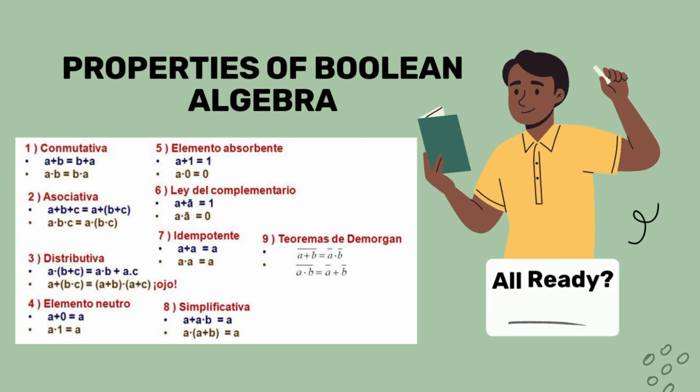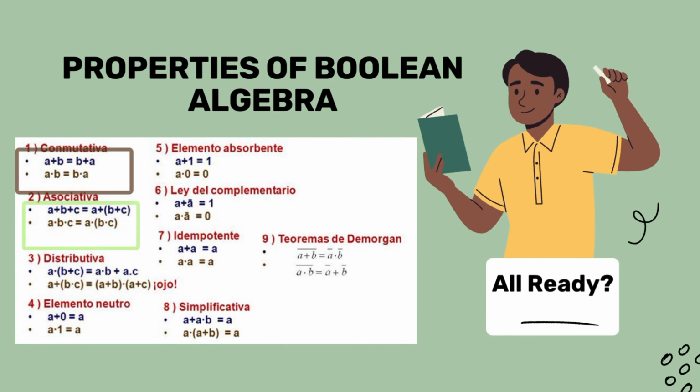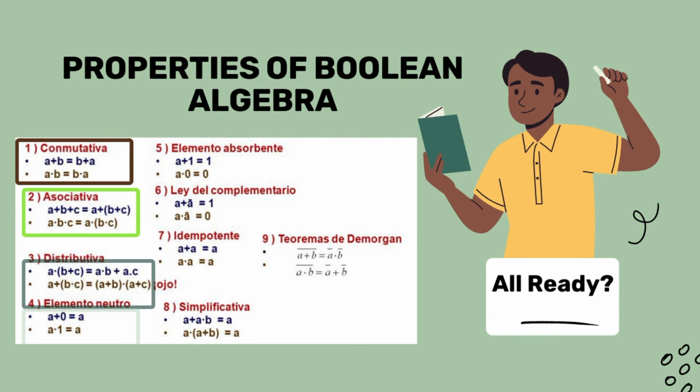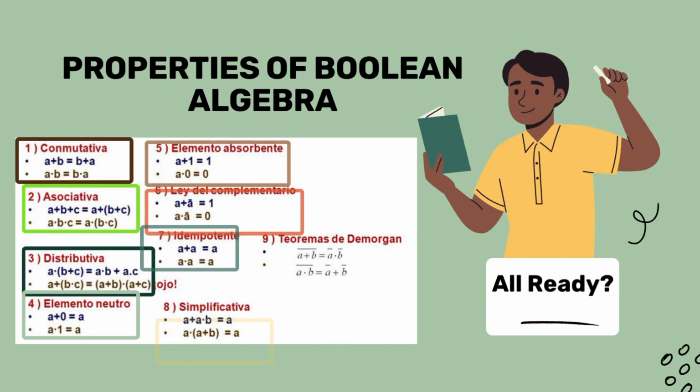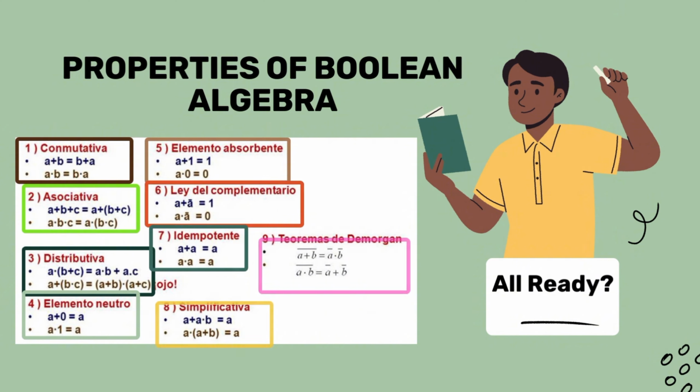Properties of Boolean algebra. It has 9 properties that will help us to resolve the circuits and take them to the smallest expression. Commutative, where the order is not important. Associative, with which we can associate. Distributive, helps us to simplify or extend the exercise.